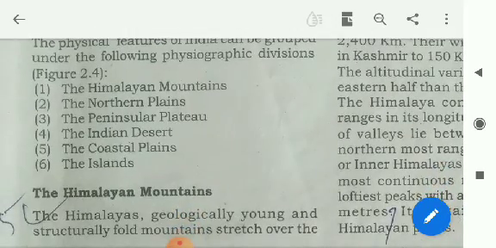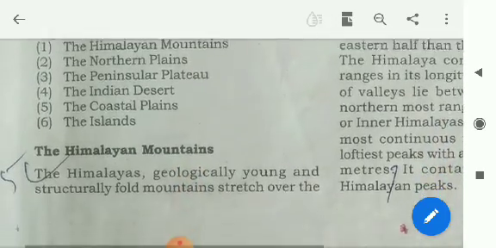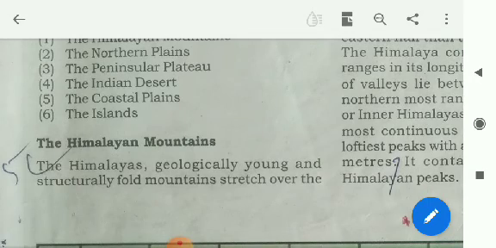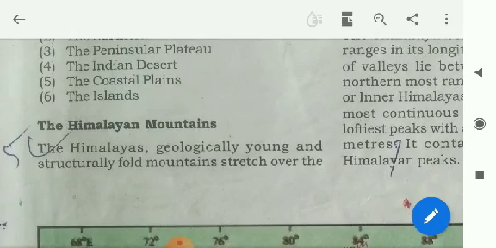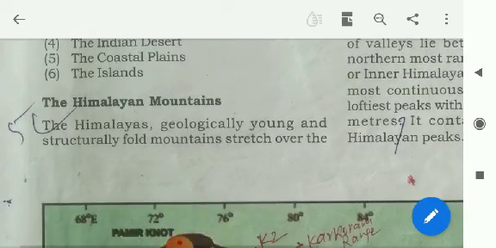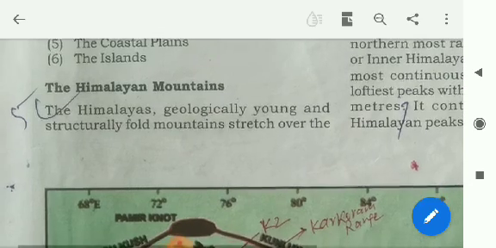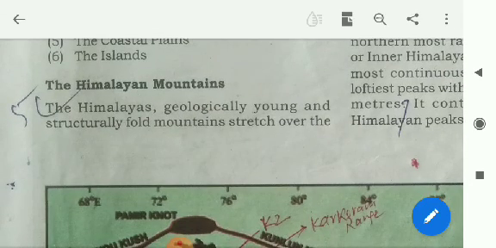Number 1, the Himalayan mountains. Number 2, the northern plains. Number 3, the peninsular plateau. Number 4, the Indian desert. Number 5, the coastal plains. Number 6, the islands.